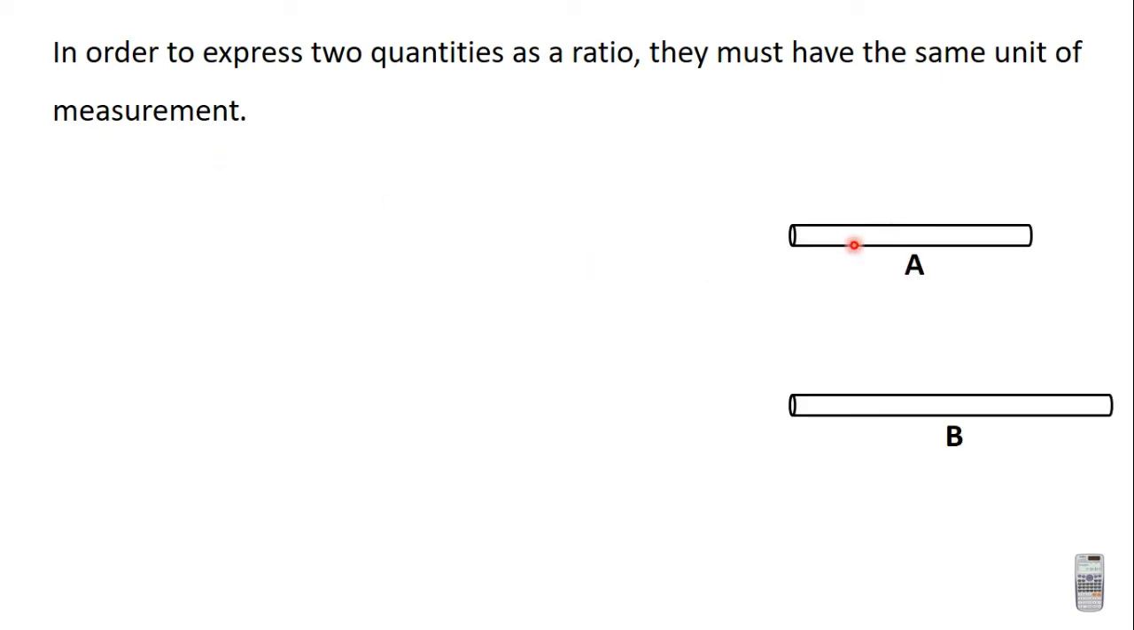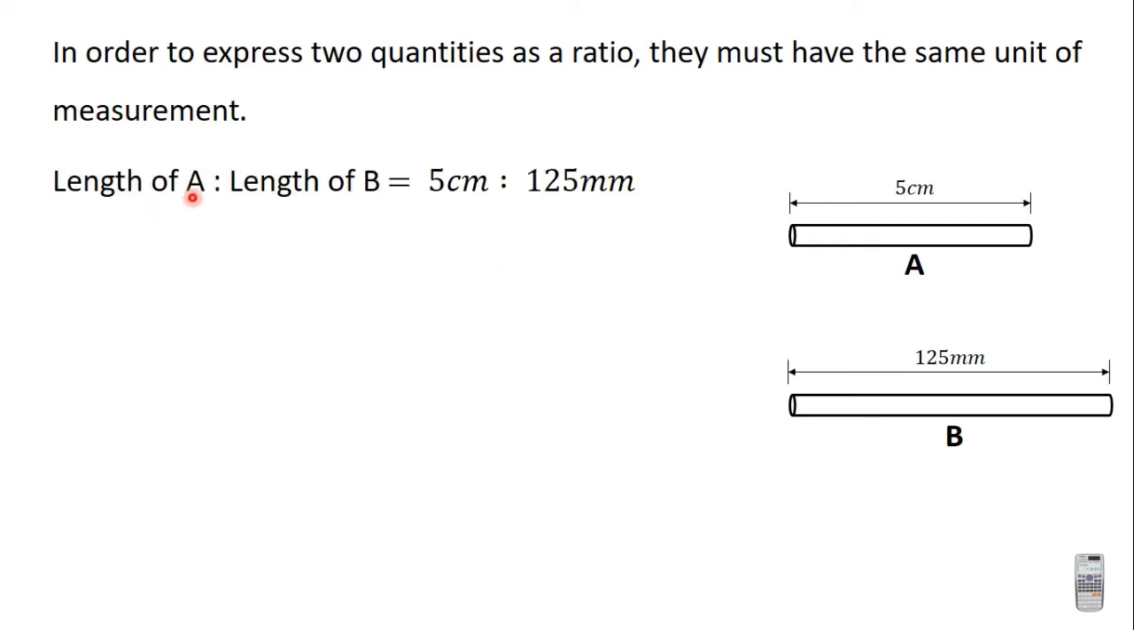Let's say that we have pipe A and pipe B. The length of pipe A is 5 centimeters and the length of pipe B is 125 millimeters. We want to compare the length of pipe A to the length of pipe B. We can use a ratio. The ratio of the length of pipe A to the length of pipe B will be equal to the length of pipe A, which is 5 centimeters, is to the length of pipe B, which is 125 millimeters.